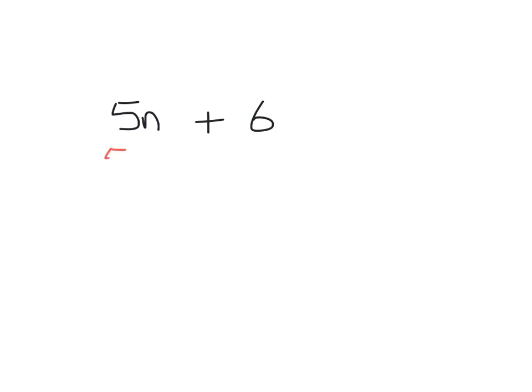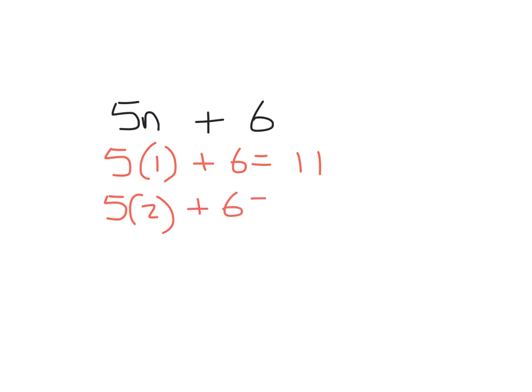So we've got 5n plus 6. Then I'm going to put the 1 in brackets and then add 6. The brackets means we multiply. So 5 times 1 is 5. Add that 6 will give us 11. That's our first term. Our second term, we'll replace the n with a 2. So 5 times 2 is 10. Add the 6 will give us 16.